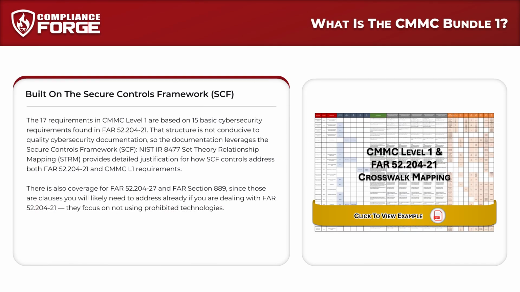The 17 requirements in CMMC Level 1 are based on 15 basic cybersecurity requirements found in FAR 52.204.21. The issue with that structure is that it is not conducive to making quality cybersecurity documentation. To address that weakness, the documentation leverages the Secure Controls Framework, also known as the SCF. Since NIST IR 8477, Set Theory Relationship Mapping provides detailed justification for how SCF controls address both FAR 52.204.21 and CMMC Level 1 requirements.